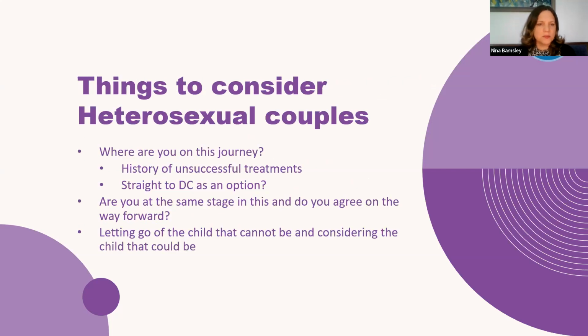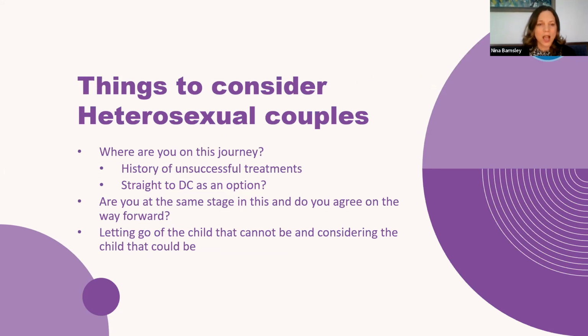So I'm going to start with some things to consider. If you're a heterosexual couple, I think the first thing is to perhaps just pause and think, where are you on this journey to having a baby? It may be that you feel very differently about this route if you've got a history of lots and lots of unsuccessful fertility treatment behind you. You may be at a very low ebb, you may be exhausted, you may be financially in a very different position.